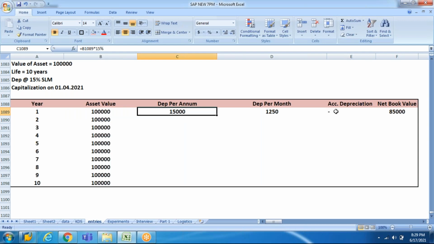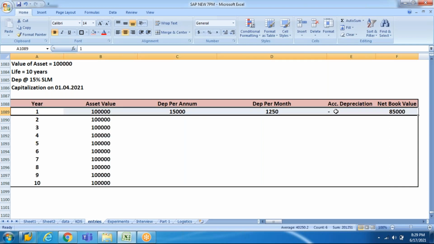Clear? Or you can take 15,000 here. I'll tell why I'm not taking 15,000. I'll show you in the second year, then you'll understand the logic. Then I'll put the figure. Clear, right? So far, whatever the figures we updated here, is it clear, everyone? Any questions on the calculation part? Clear?